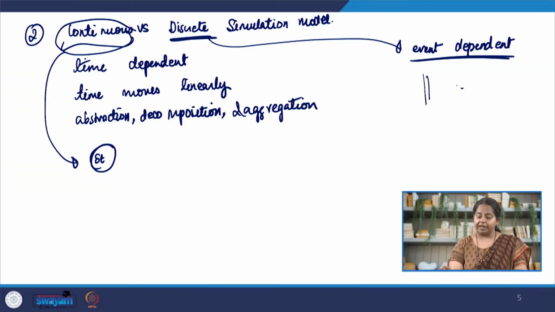For example, let's say we are looking at a traffic model, and the event here could be passing of the car under a bridge. So it's not time that is important, but every time a car passes under the bridge or passes through an intersection, the model moves forward, the system changes. So that is an event based model. The third way in which we can split our models into two distinct groups are stochastic versus deterministic.